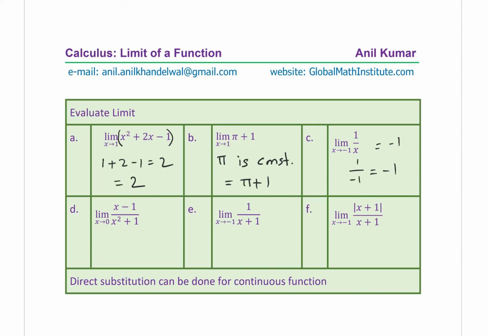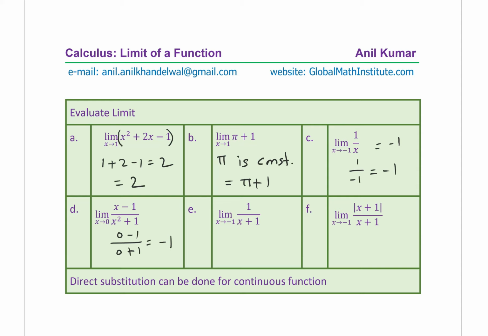The next question we have already done, but in this case, it is slightly different. We want to find the limit of x minus 1 over x squared plus 1 when x is approaching 0. Well, if I substitute 0 here, what do I get? Well, I get minus 1, and that is the answer.